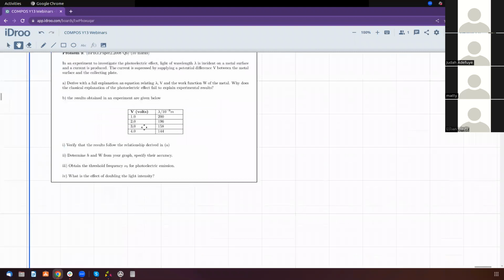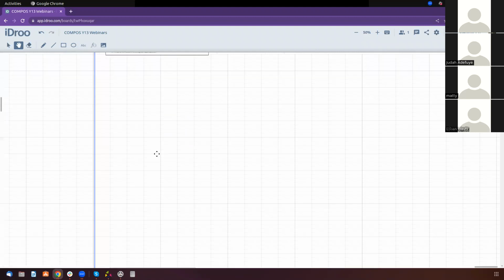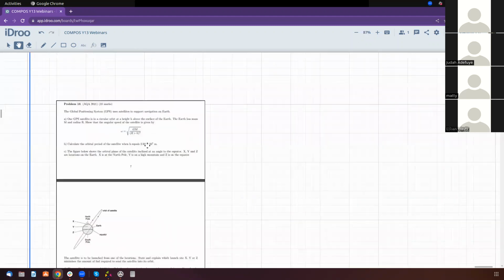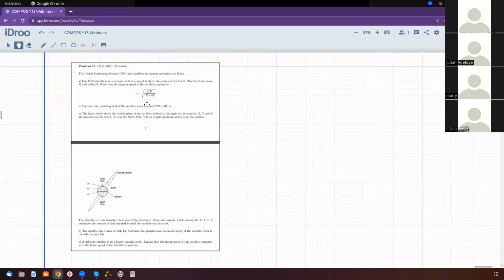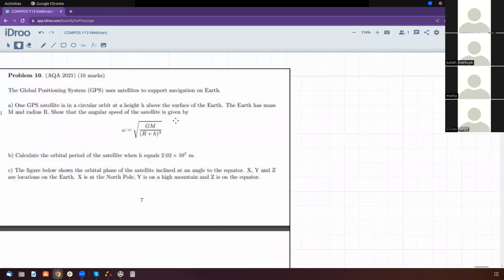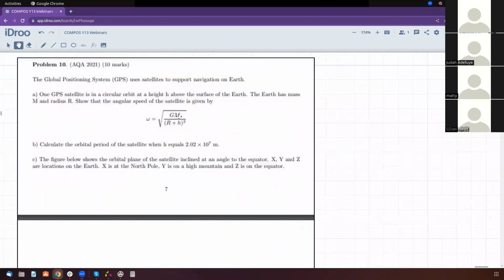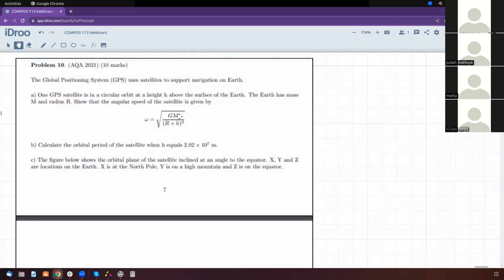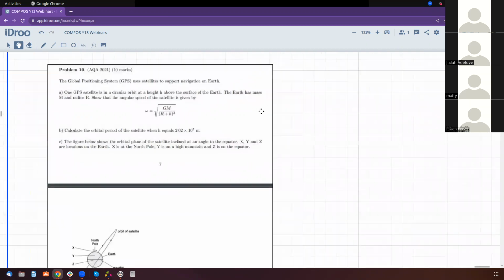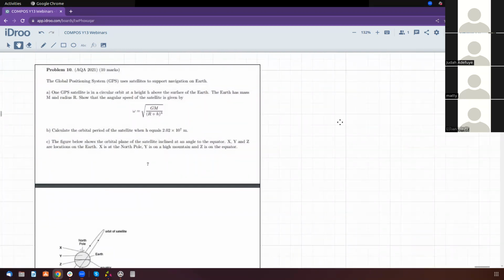Good. An experiment on the photoelectric effect. We might just skip this one. Oh, I like this one. Let's do this one. GPS satellites, navigation. One GPS satellite is in a circular orbit at a height h above the surface of the Earth. The Earth has a mass m and radius r. Show that the angular speed of the satellite.